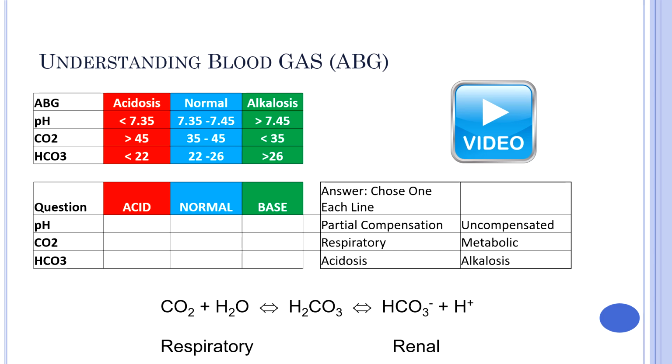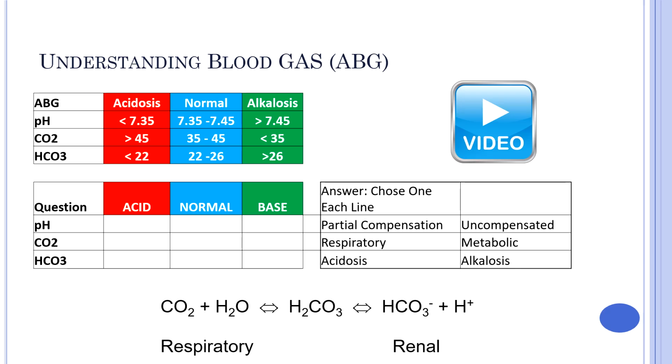But when it first happens, it takes a while for it to start fixing it, and that's where you have uncompensated. And so if we put pH and CO2 under acid, and we put bicarbonate under base, then we would know it was partially compensated, because it's trying to fix it, right? Because one is more basic and one is more acid. Now, if my pH is under acid and my CO2 is under acid, but my bicarbonate was normal, that would be uncompensated, because I'm not trying to fix it.